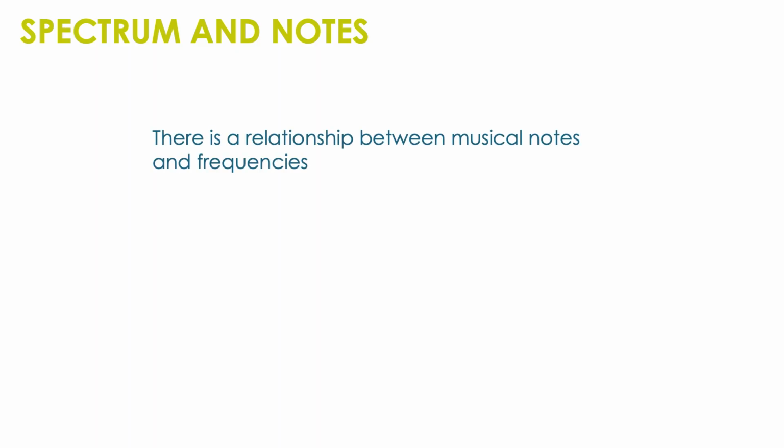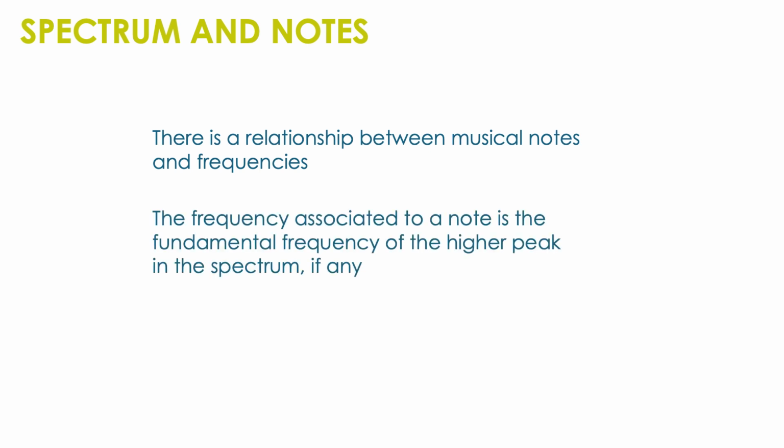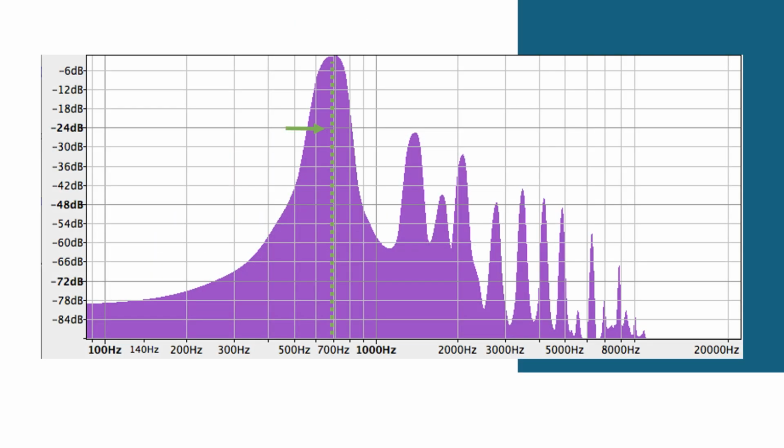Since there is a very strict connection between musical notes or musical pitches and frequency, this relation in particular exploits that the musical notes correspond to specific frequencies, which is the higher peak in the spectrum, if any, and we can see it in the graph. We can recognize, from the perceptual point of view, a musical note because we are able to recognize the frequency of the higher peak in the spectrum. For example, the note A4 has a frequency corresponding to 440 Hz.